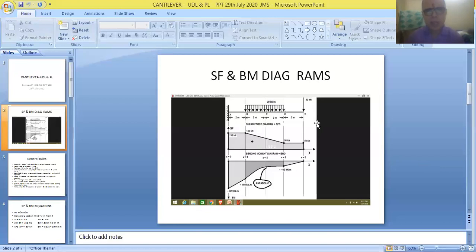Now, the beam given in the loading diagram is divided into 4 components, but that is not required for writing the equations. 3 portions are sufficient: the first one is the AB portion, the second one is the BD portion, and the third one is the DE portion. These portions are sufficient for preparing the shear force and bending moment equations.